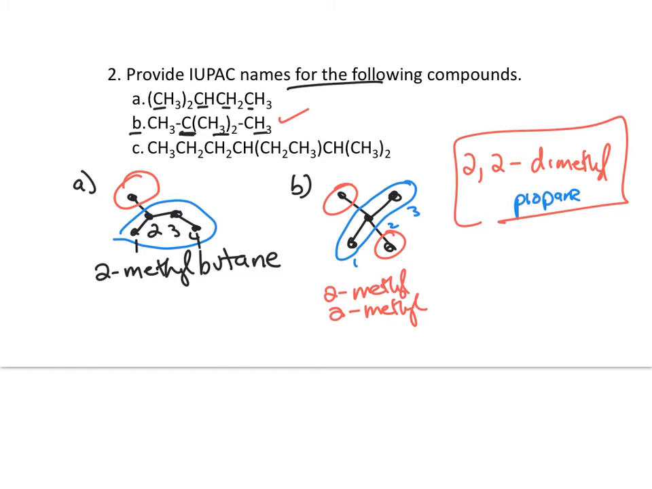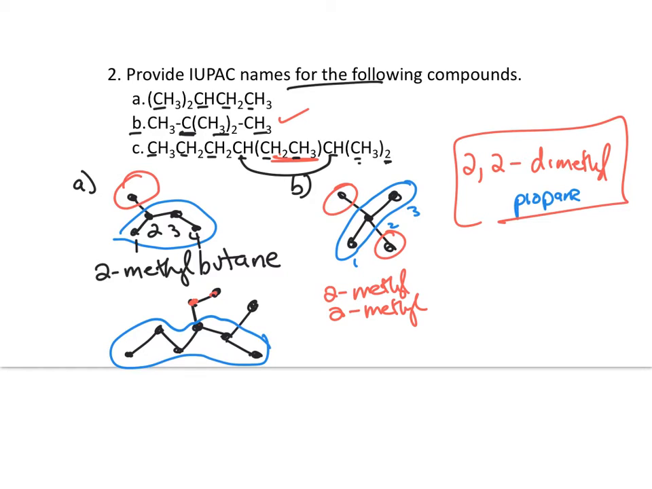Okay, the last one, here we have CH3, CH2, CH2, CH, CH2, CH3. So this is this one right here. And then this is connected to that CH. And then that CH is CH3, CH3. So count your carbons. 1, 2, 3, 4, 5, 6, 7, 8, 9. 1, 2, 3, 4, 5, 6, 7, 8, 9. You find your longest chain. So that would be your longest chain.